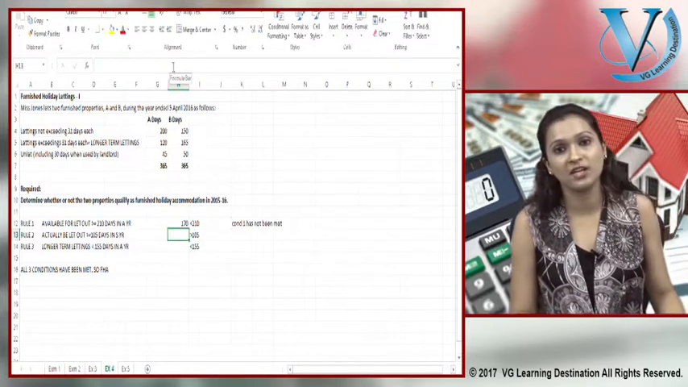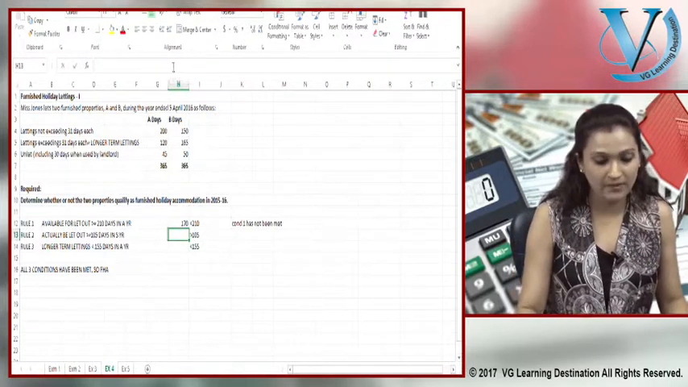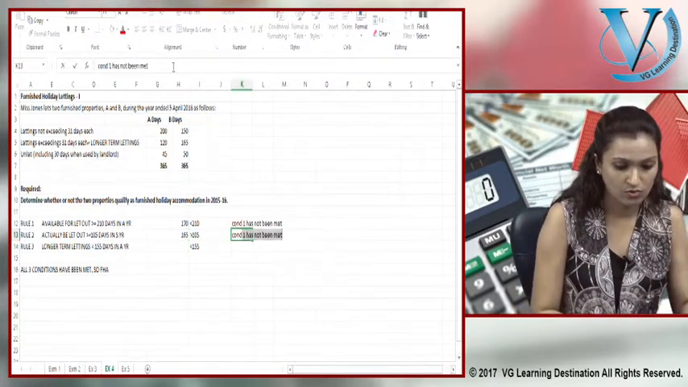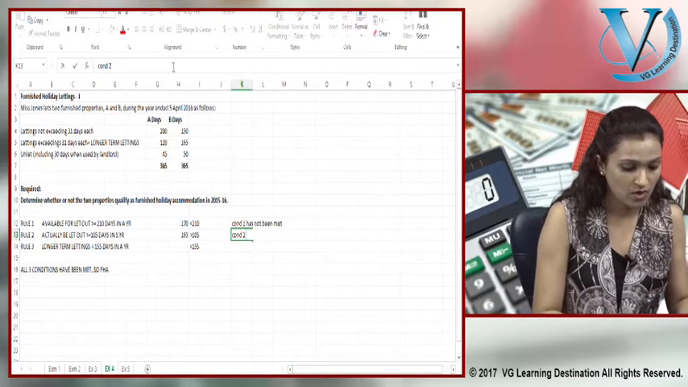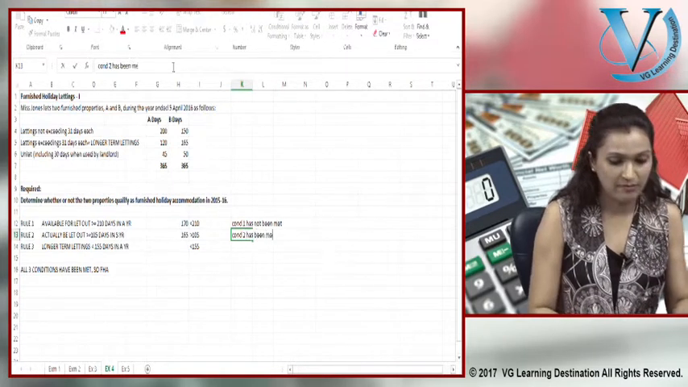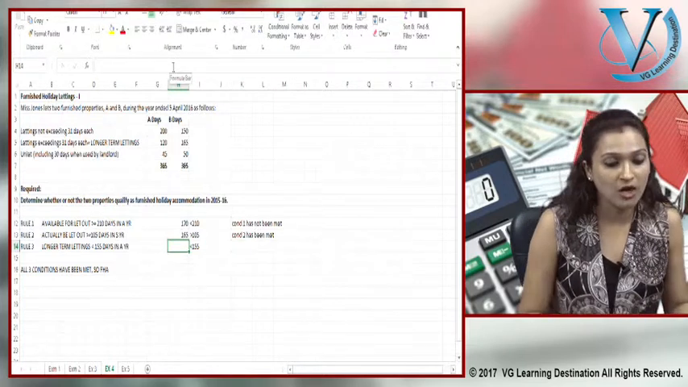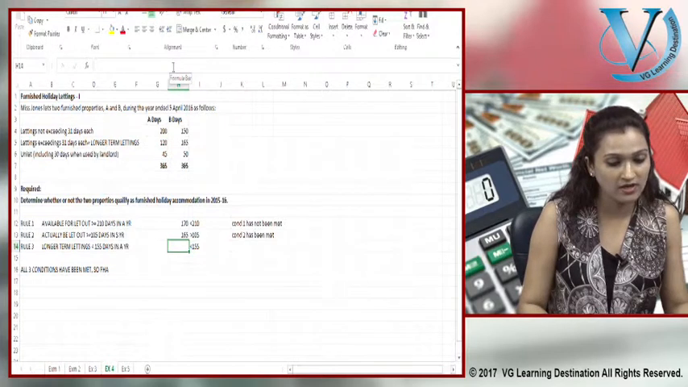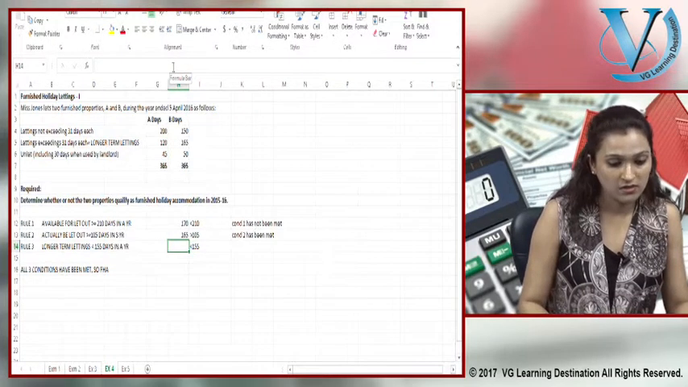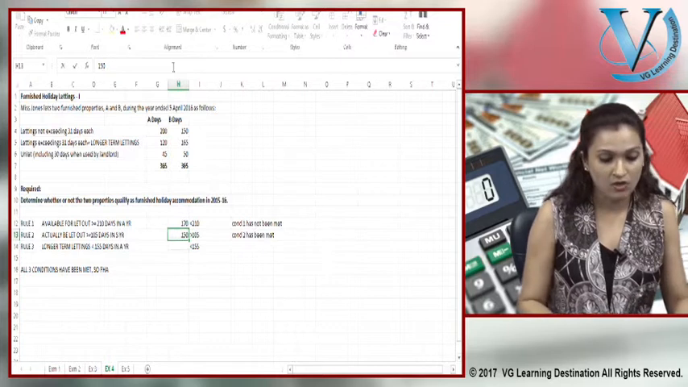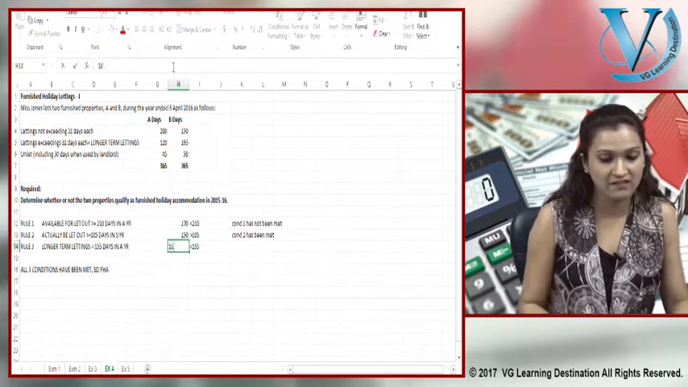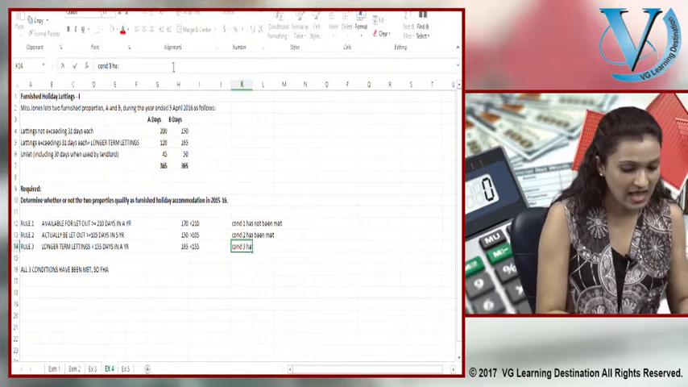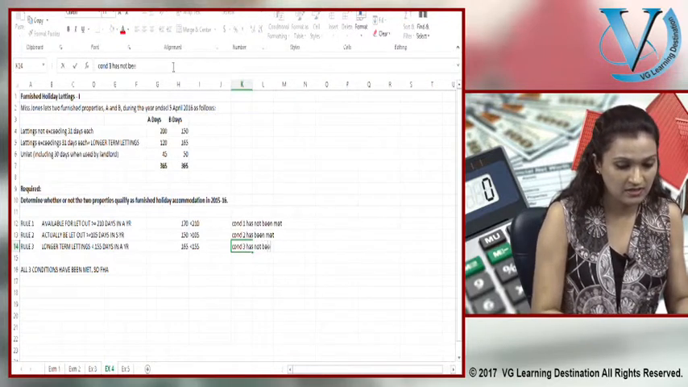Let's have a look at condition number 2. Actually let out for greater than or equal to 105 days. Property B was let out for 165 days. Condition 2 has been met. What about condition number 3? Longer term lettings should be less than 155 days. In this case, longer term lettings are equal to what? Sorry, this is 150 here. Longer term lettings are equal to 165. So definitely condition 3 has not been met.